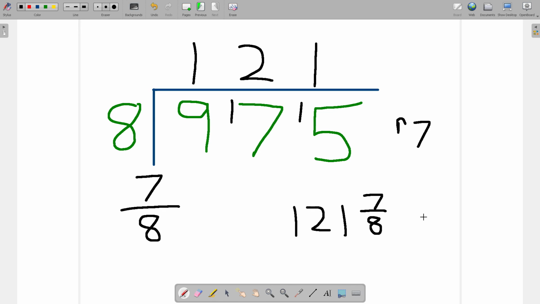Okay, and that is the end of this video looking at short division with remainders as fractions. We will move on to have a look at our next video, which is short division with remainders as decimals.